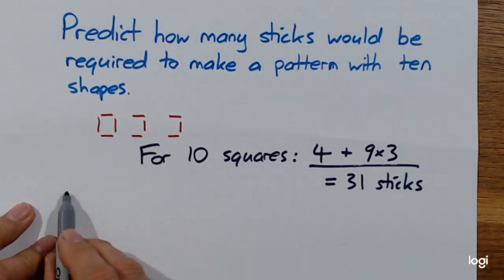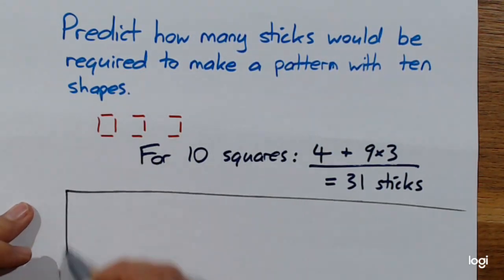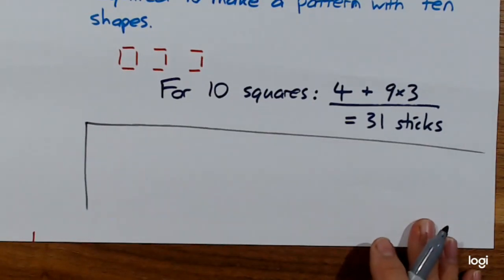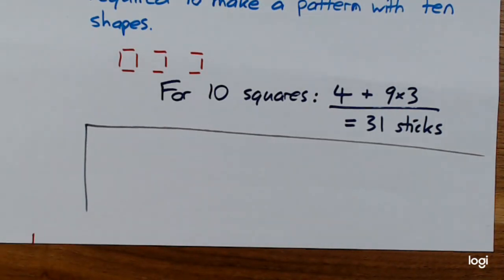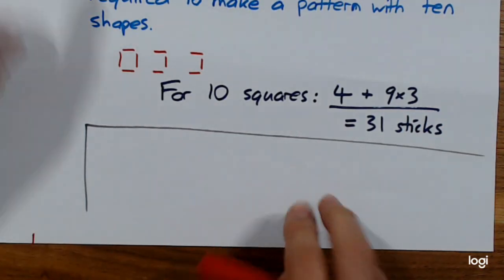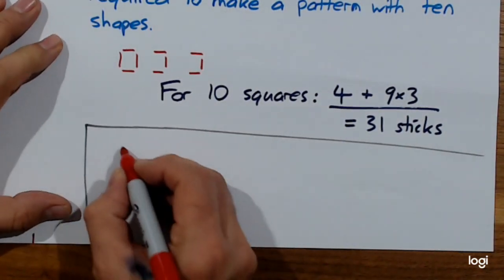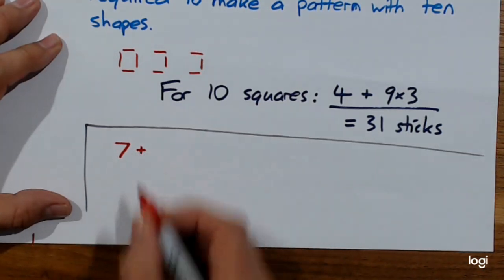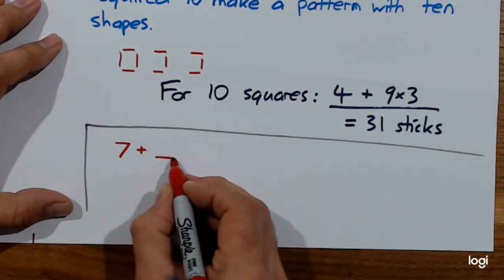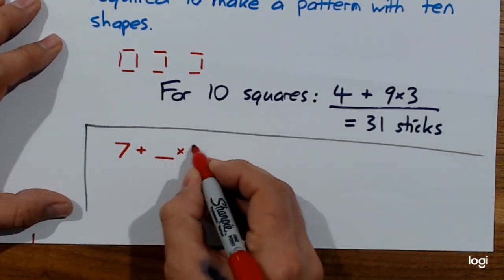So I'm going to do it down here. For 10 of those shapes. Sorry, I'm just wrestling with a pen here. All right. The first shape took 7. And each next shape takes 5.